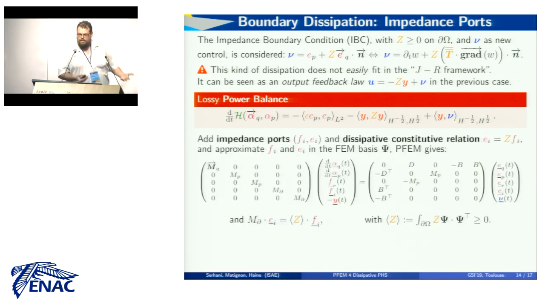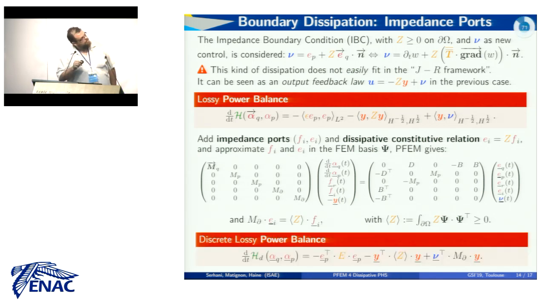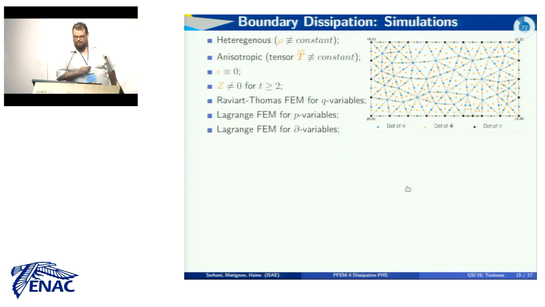And if I apply PFM, so I introduce impedance port, taking into account Z, together with this dissipative constitutive relation, which again kicks the physical parameter out of the structure, you end up with this big system, with these additional constitutive relations. And if you look at the variation of the discrete Hamiltonian, you can see that it mimics perfectly the continuous one. This is the last one.